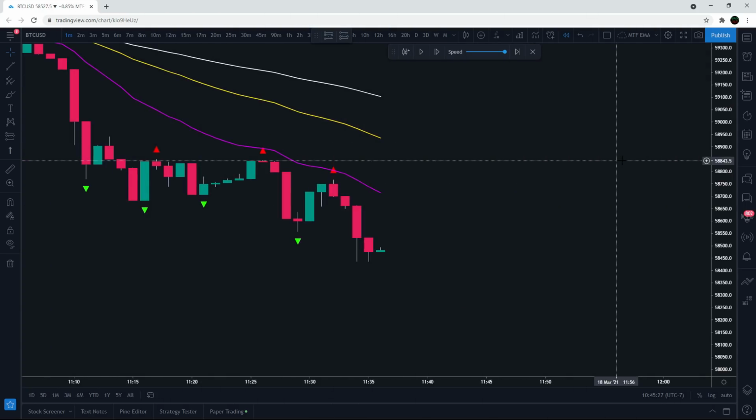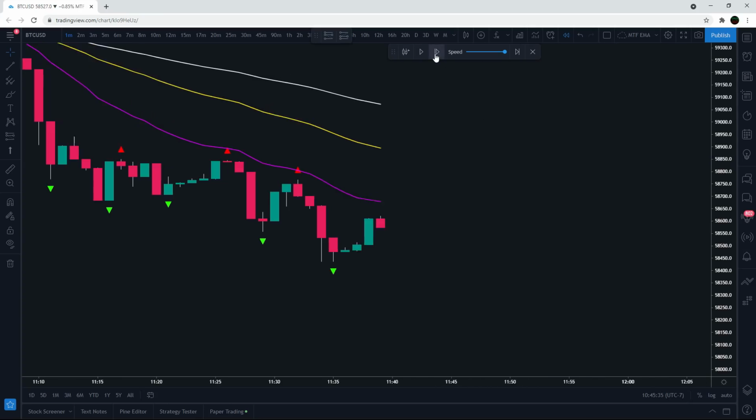Now every trade isn't going to be perfect. Sometimes you have to wait a while for your profit target to be hit. So let's go over an example here of this particular trade.